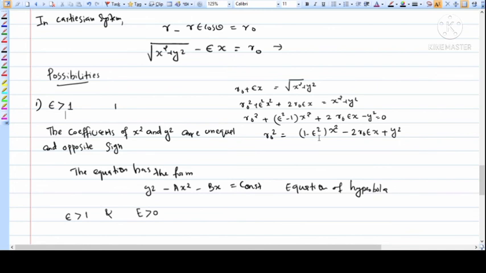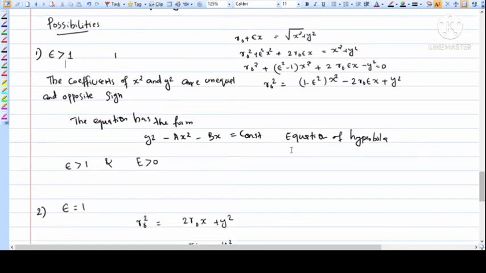r0 square is equal to, just remove this square root and you will get an equation for r0 square, and it is equal to 1 minus epsilon square x square minus 2 r0 epsilon x plus y square. So this is the equation for r0 square, and these are the possibilities for the motion of the planet in an orbit.